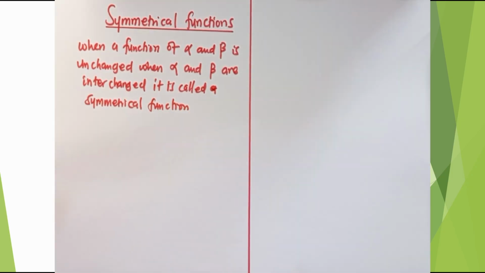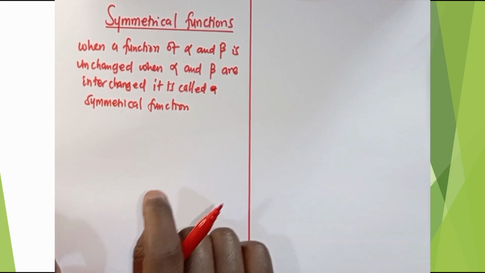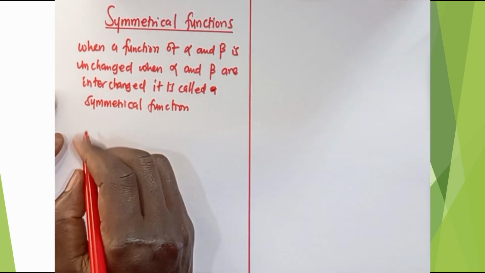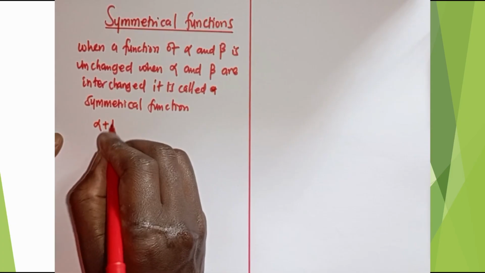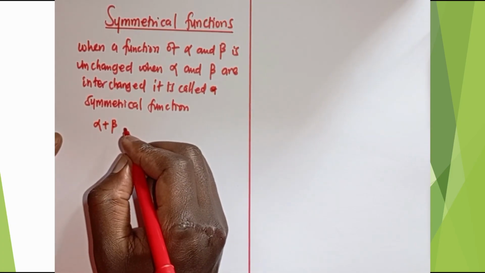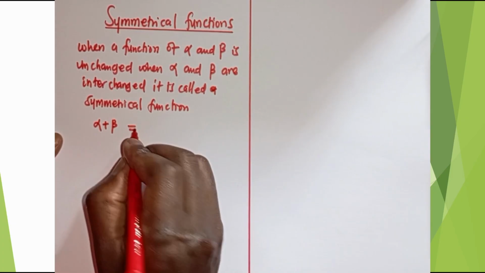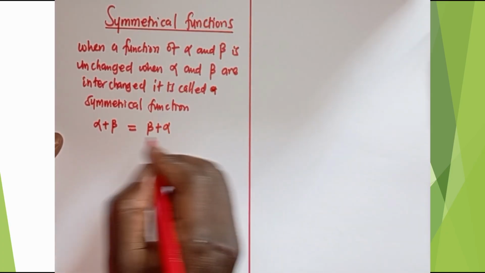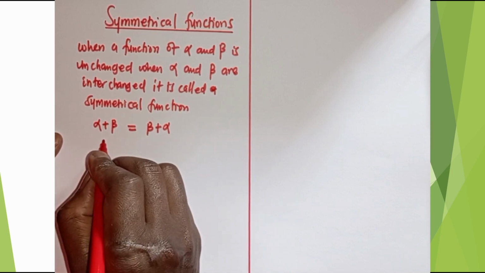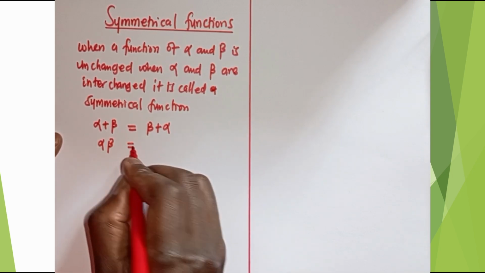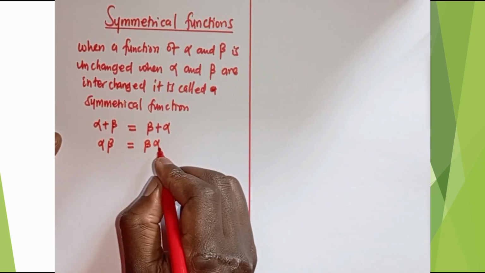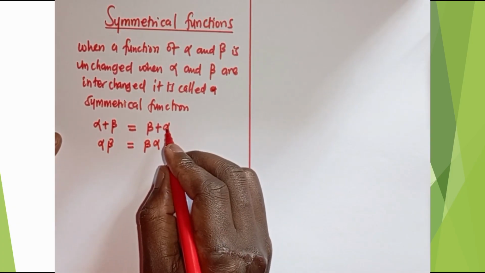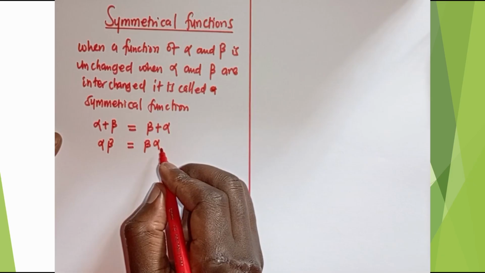Now, I want us to understand this without cramming. I want you to stick with me until the end of this video, and you will know very well what we mean by symmetrical function. For example, if I have alpha plus beta, it is actually the same as beta plus alpha. If I also have alpha beta, this is the same as beta alpha. Now, this is a symmetric function, and also this one is a symmetric function.